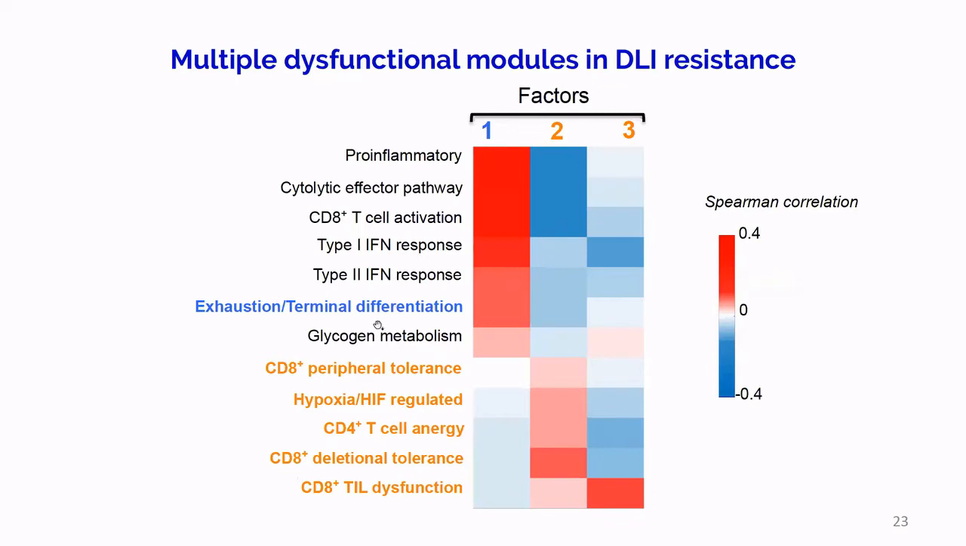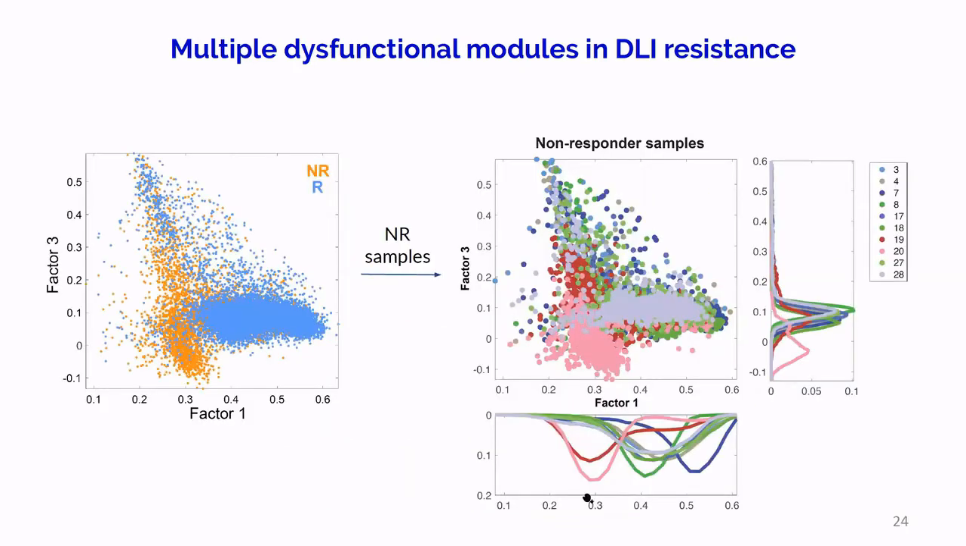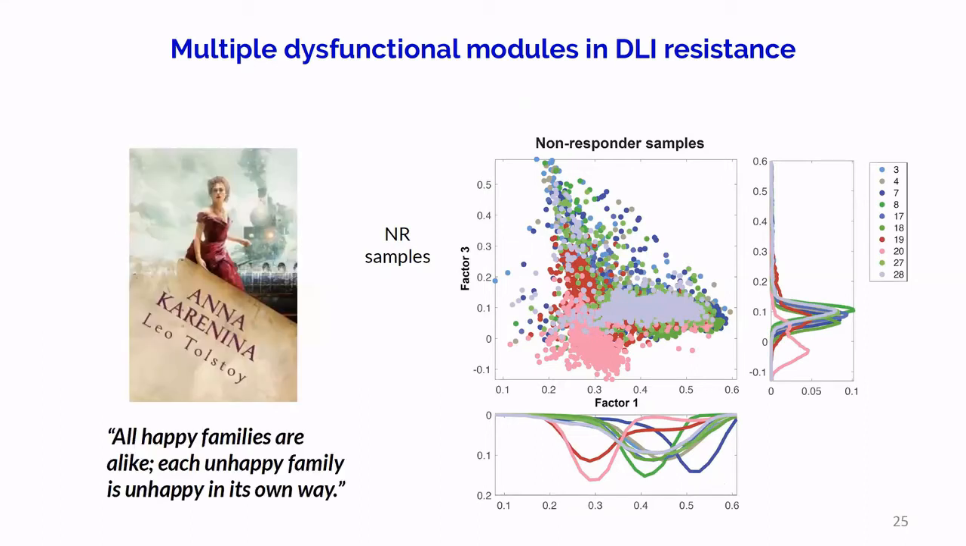Now, what was interesting was that the response mechanism, the enrichments shown in factor 1, was mostly seen in all of the responders. However, the different dysfunction mechanisms that we see in non-responders showed significant differences across non-responders, as shown in the distribution plots in this map. And this suggests that there could be multiple forms of resistance mechanisms rather than a shared response mechanism in responders. And these different forms of dysfunction mechanisms in non-responders also remind us of the Anna Karenina principle that all happy families are alike, each unhappy family is unhappy in its own way.